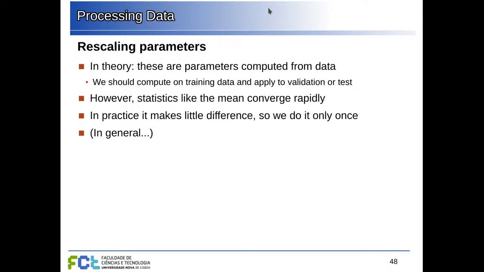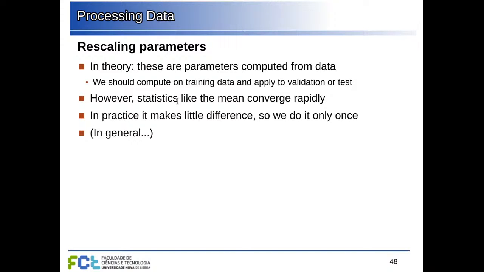So if you are rescaling your data, if you are standardizing, for example, then those means and standard deviations that you compute, you should compute only on the training set and apply it to the test set. This is very natural to do when you have the sets already separated, as you have in the assignment, but when you have everything together, this may be a bit of a bother. But in theory, it would be the correct option, because otherwise you are using parameters computed on the whole set of data to adjust the whole set of data, including the test set. And this could lead to some bias on the results. However, in practice, statistics like the mean and all those values that we use for rescaling tend to converge very rapidly.